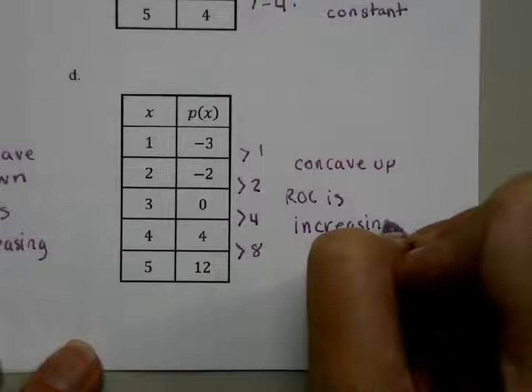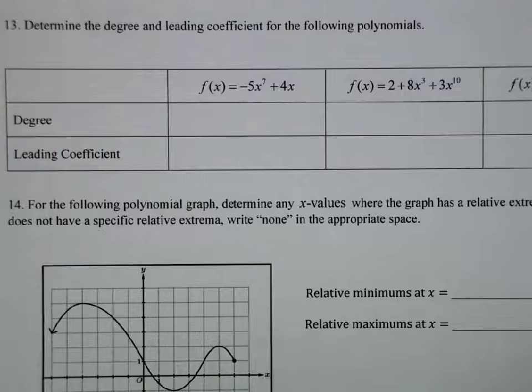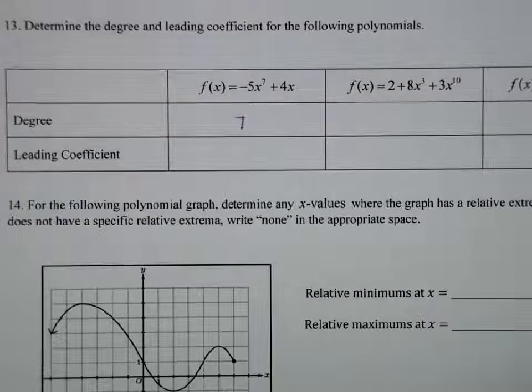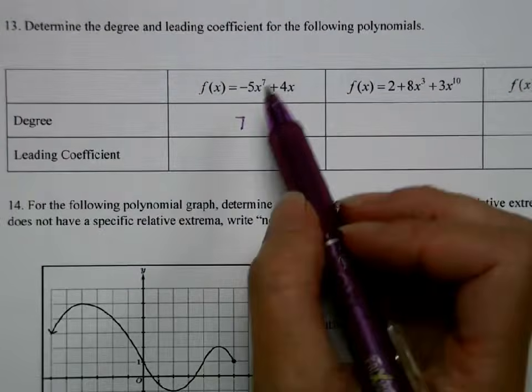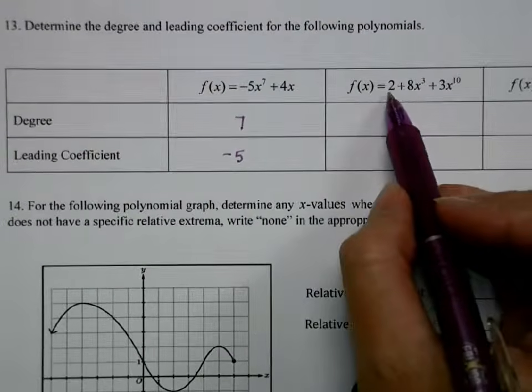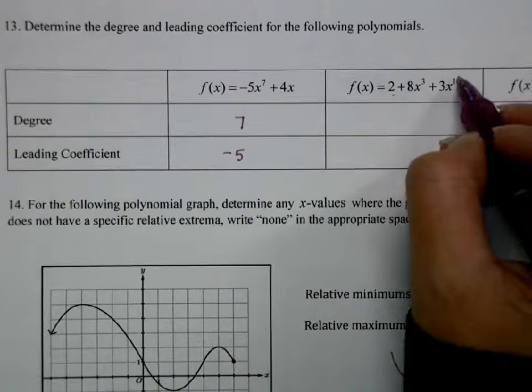All right, so here we're finding the degree and the leading coefficient. The degree is going to be the highest power, which in this first one is 7. The leading coefficient is the coefficient in front of that, so in this case, that's -5. Here, it's written a little bit funny, but our highest power is going to be 10, which makes the leading coefficient 3.